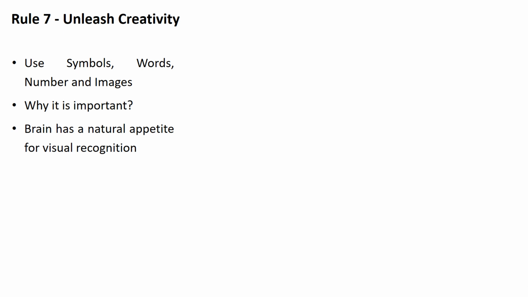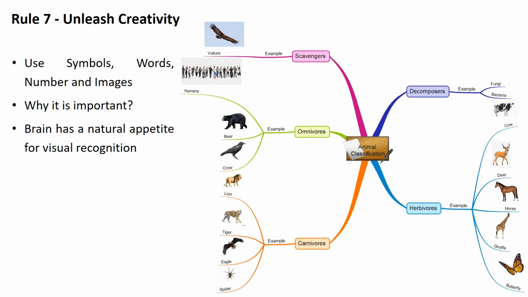The brain also has a very natural appetite for visual recognition. So if you see, this mind map is for a small kid who wants to learn about animal classification. So you find in each branch the respective animal. So this way you can use images, symbols and numbers to make your mind maps more creative.